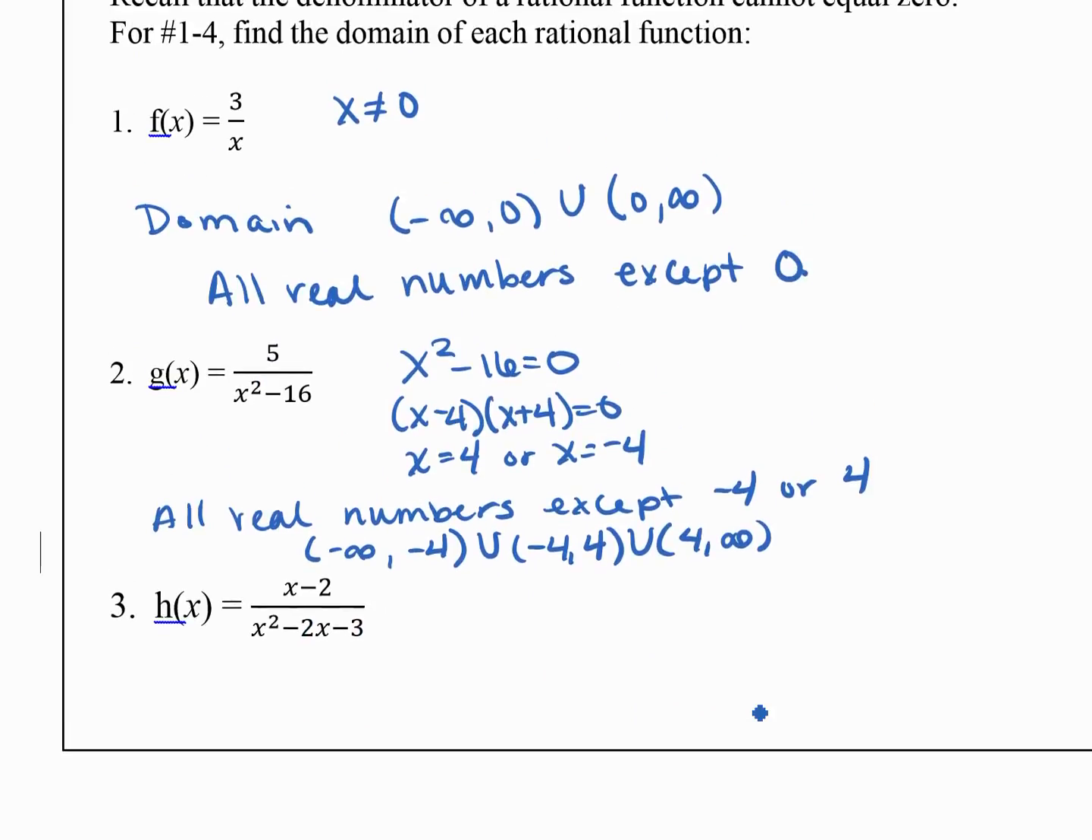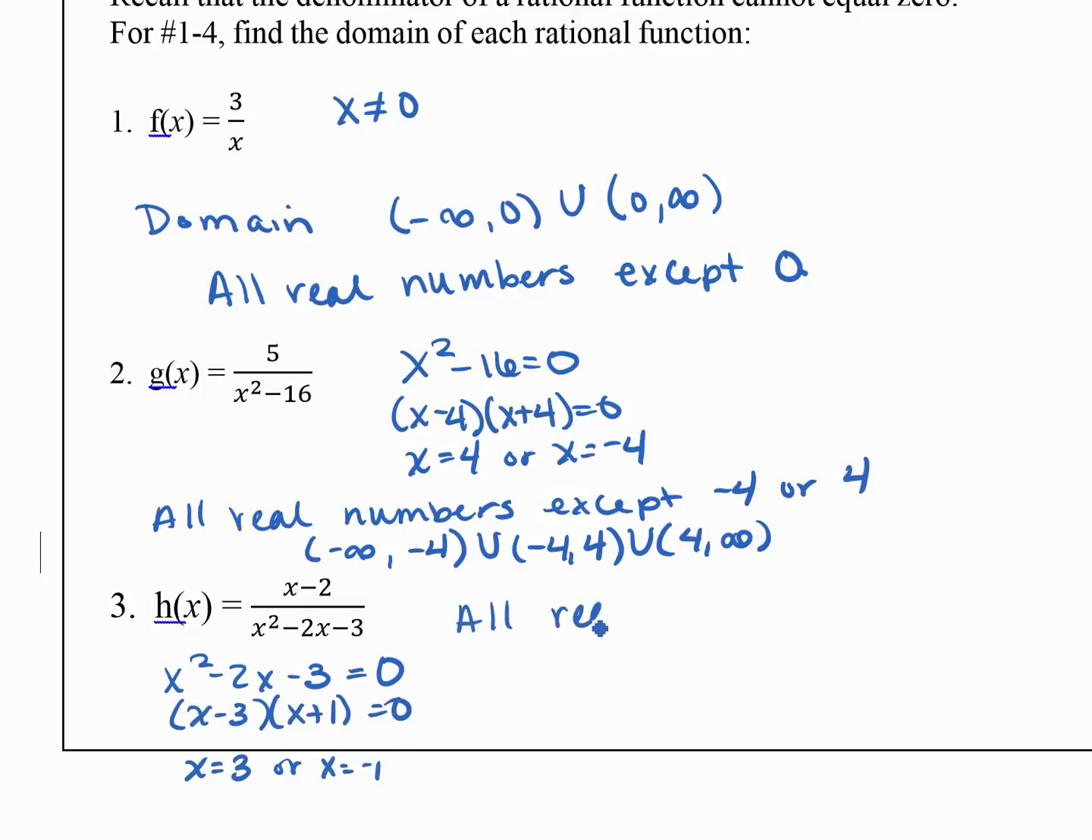Number 3, we have h of x equals x minus 2 over x squared minus 2x minus 3. Again, you don't need to look at that x minus 2 up top at all. We just want to know when is x squared minus 2x minus 3, our denominator, equal to 0. And that factors as x minus 3 times x plus 1. So that would be 0 when x equals 3 or x equals negative 1. So our domain would be all real numbers except 3 or negative 1.